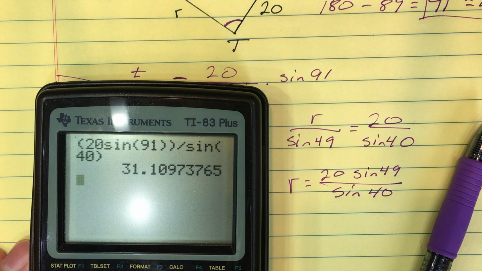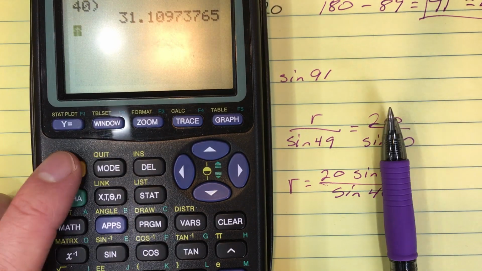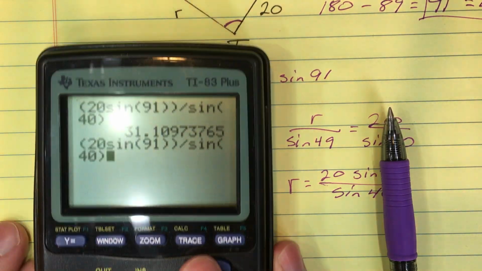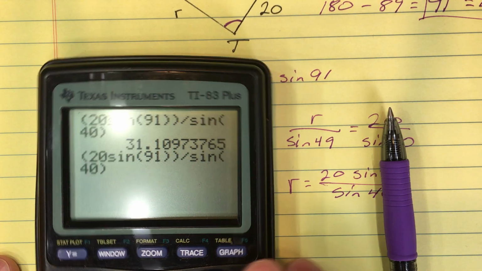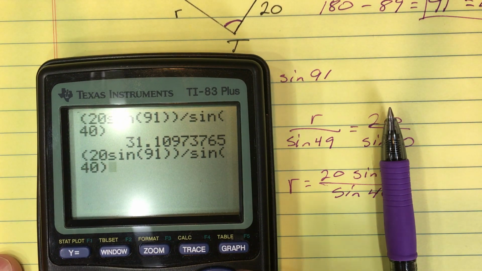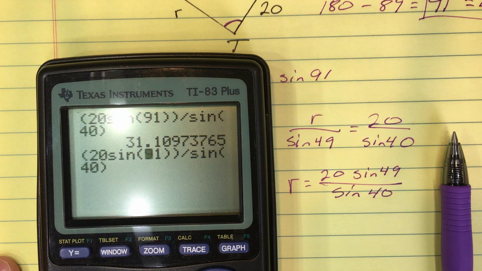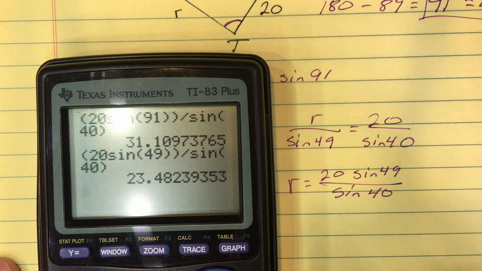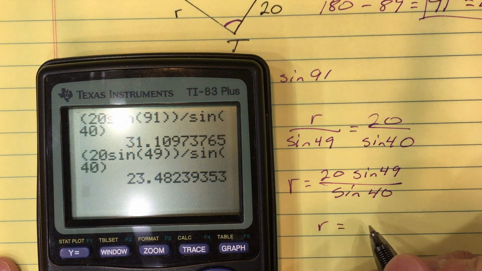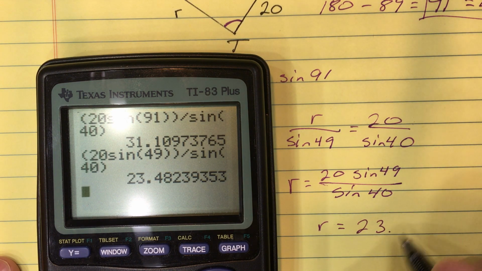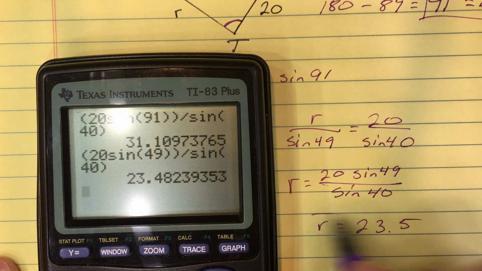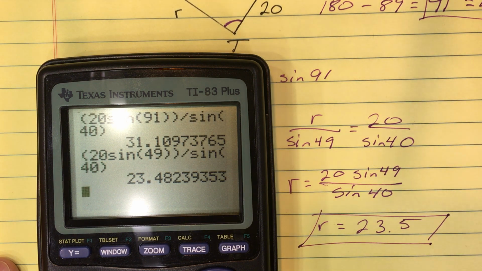So what I'm going to do is, on my calculator, I can hit second enter, and it just brings up the last thing I typed in. And you might have a similar feature on yours. If you have the same exact calculator, it'd be the same buttons. Just hit second and enter. And then I can go back and edit what I just typed in. So I'm going to hit 20 sine of 49 over sine of 40, hit enter, and r is equal to 23 point 4 8, so we're going to round that up to 23.5. And there is our answer.